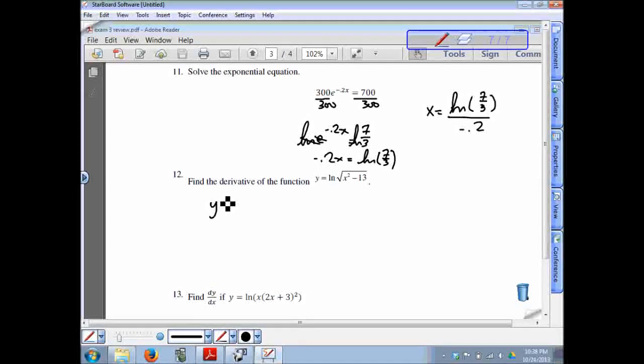Okay, number 12, find y prime. First of all, we can rewrite, instead of the square root of x squared minus 13, logarithms do much better when you have exponents and not radicals. So we can write this as the natural log of x squared minus 13, the 1/2 power. And then we can bring the 1/2 down in front of the logarithm. So it's 1/2 times the natural log of x squared minus 13.